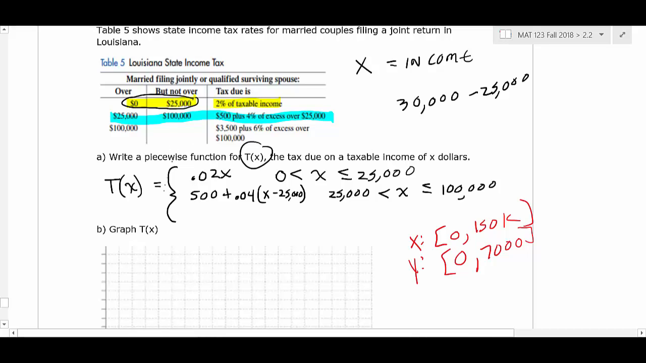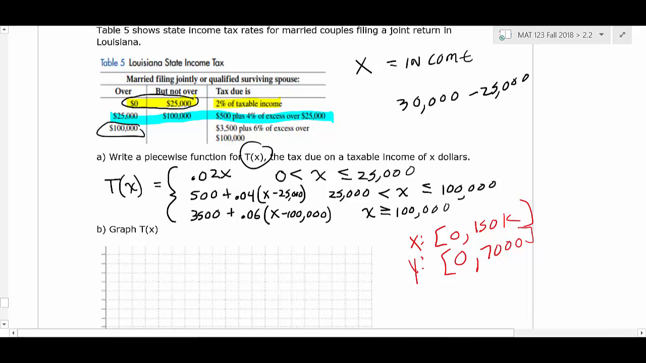Then the last one is 3,500, like a flat tax rate, and then it's 6% of the excess over 100,000. So how would you write the excess over 100,000? There you go, X minus 100,000. X has to be bigger than 100,000, so you're subtracting the 100,000 from that. Then it says this is if you make over 100,000. So this last thing would be X is greater than or equal to 100,000, like that.